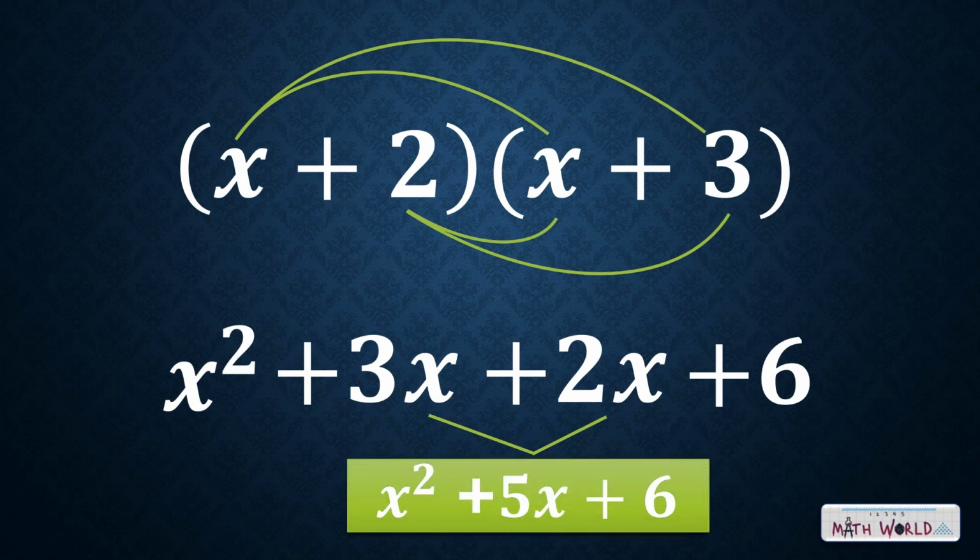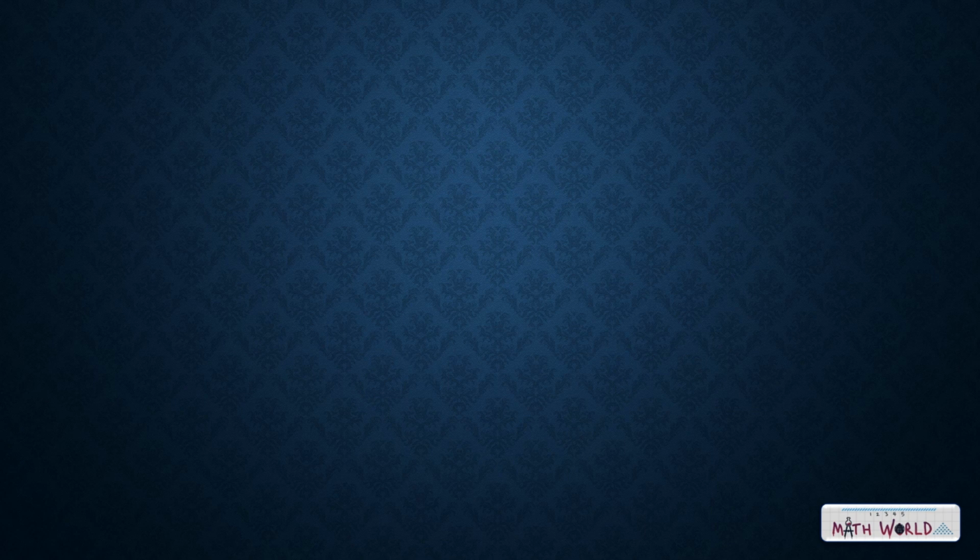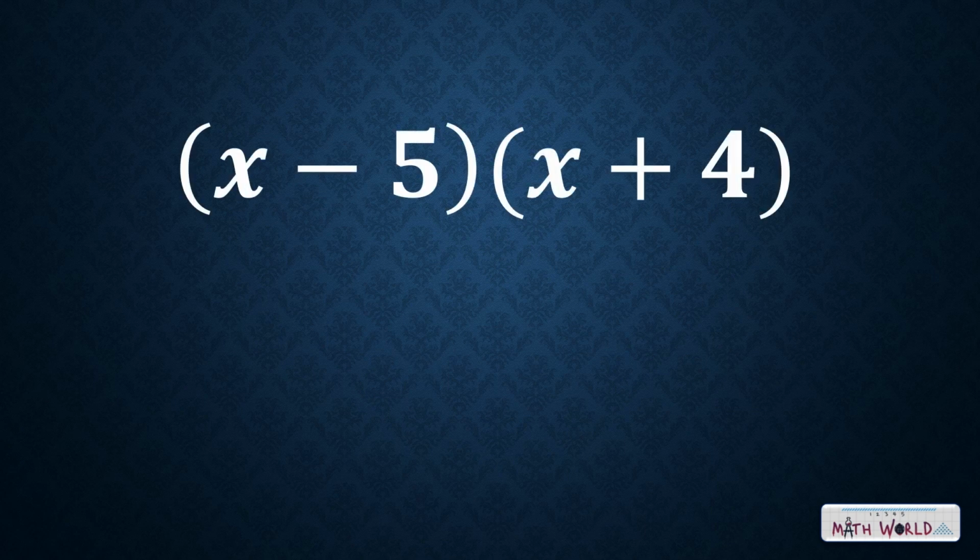Here's another example. x minus 5 multiplied by x plus 4. Again, we use the formula we learned earlier. So, x times x is x squared.